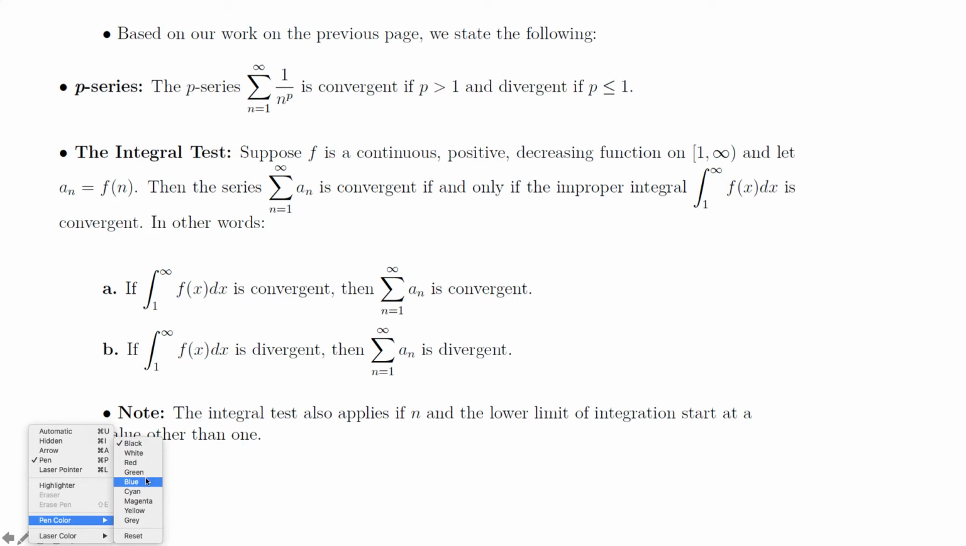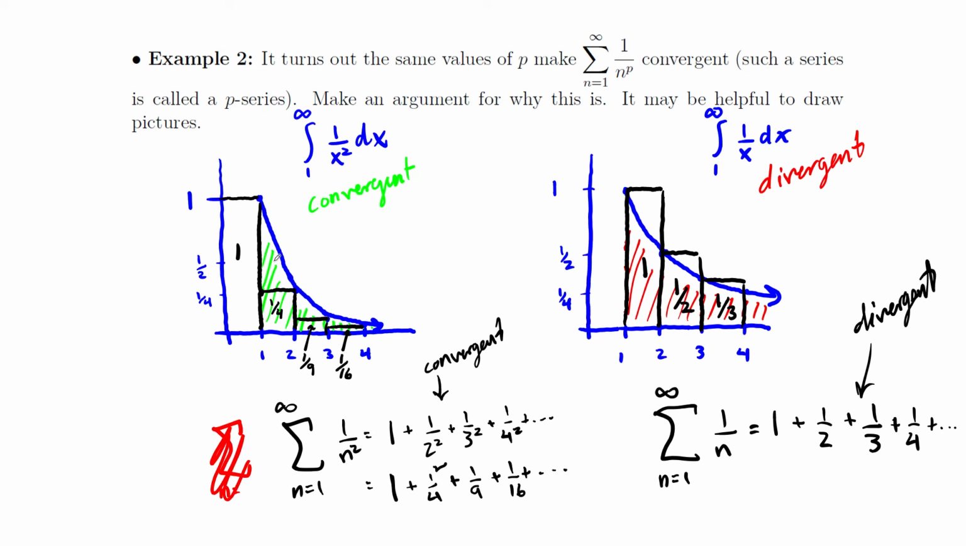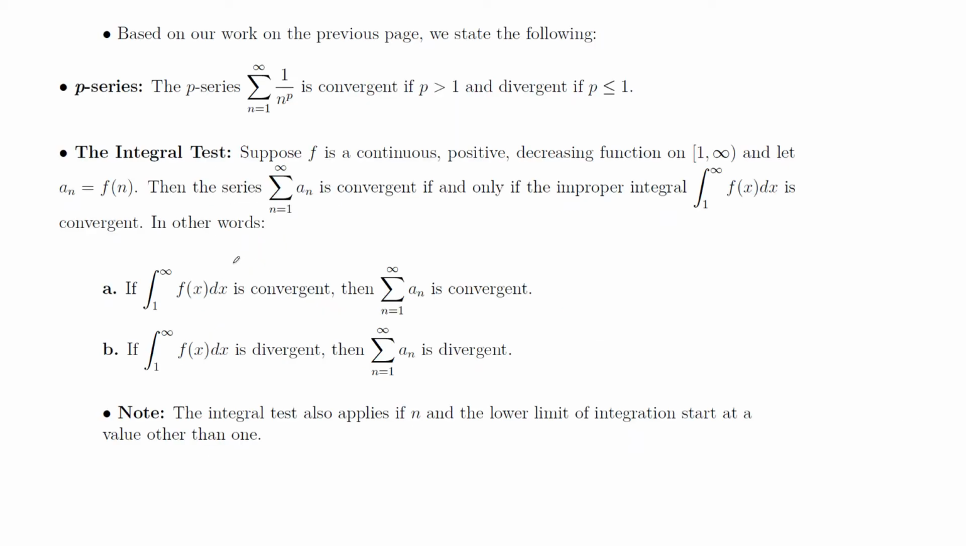All right, so we just related, back on this page, an integral to a series and allowed that to inform us about the convergence or divergence of that series. So what we can do is something called the integral test. And what it says is, if the terms of your series are represented by a continuous function that is positive and decreasing on the interval 1 to infinity, then you know that the series is convergent if and only if the improper integral is convergent.